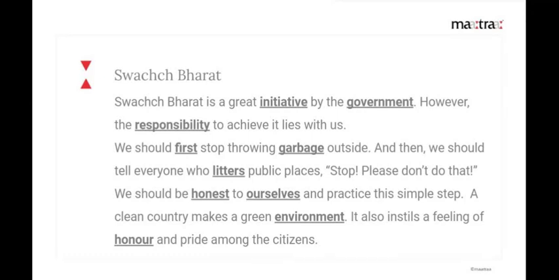Swachh Bharat is a great initiative by the government. However, the responsibility to achieve it lies with us. We should first stop throwing garbage outside. And then we should tell everyone who litters public places, stop, please don't do that. We should be honest to ourselves and practice this simple step. A clean country makes a green environment. It also instills a feeling of honor and pride among the citizens.